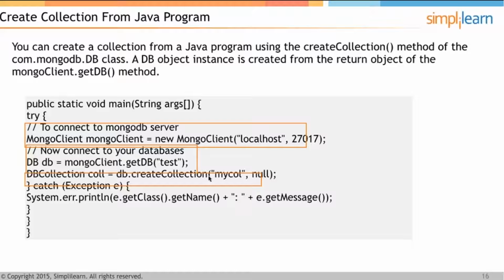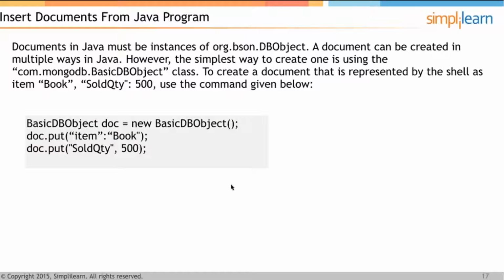Then I write a catch block as well, which says that if by chance it's not able to create one, it should pass the message to the terminal. So once again we have the collection created. What I can actually have a look at next is how I can insert a document into the collection which I just created.